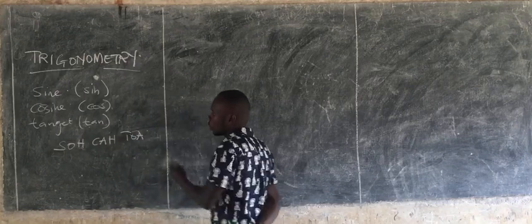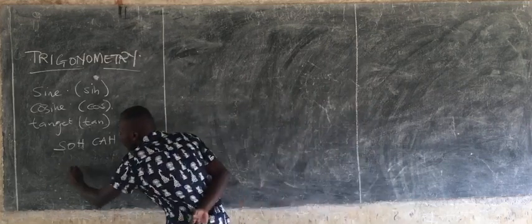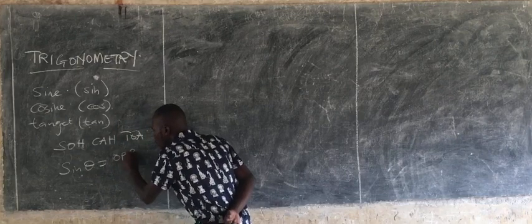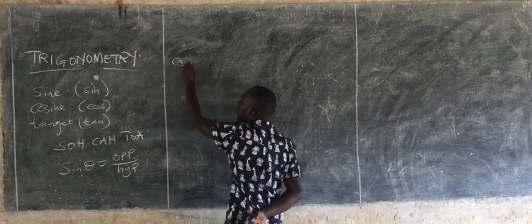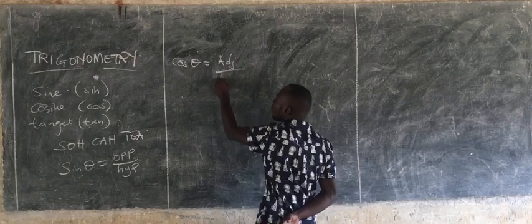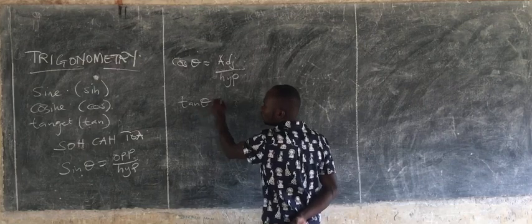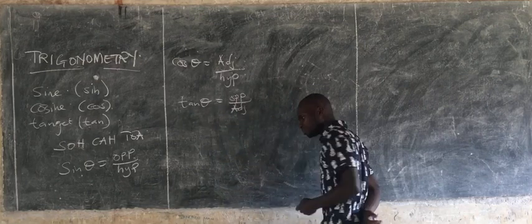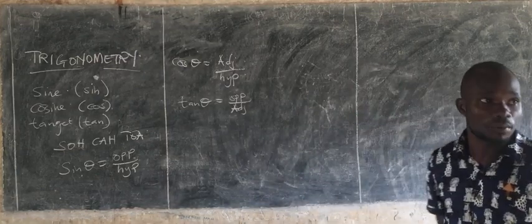SOHCAHTOA. In SOHCAHTOA, it was always easy for us to understand that sine of an angle theta is given as opposite out of the hypotenuse. Cos of an angle theta is given as the adjacent out of the hypotenuse. And then tan of an angle theta is given as the opposite out of the adjacent. This was a simple way of understanding the three formulas that we were supposed to use.